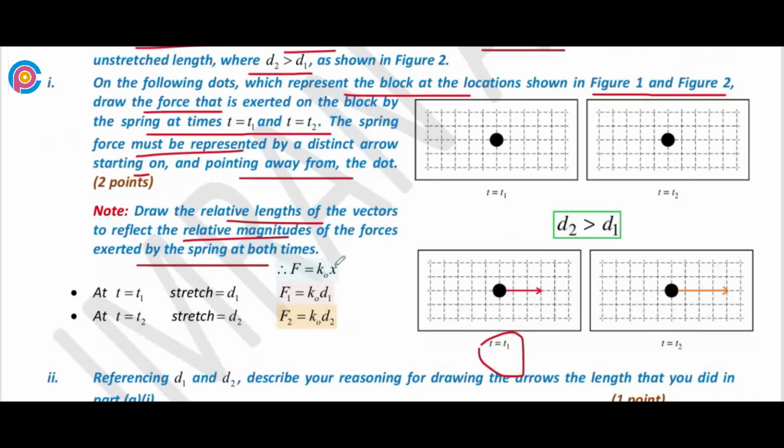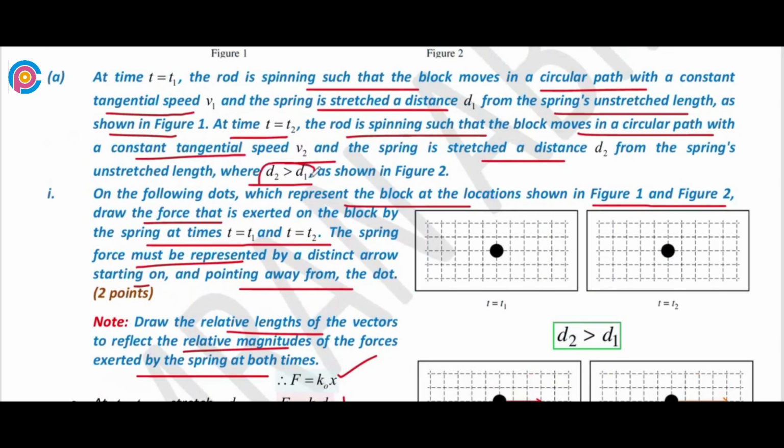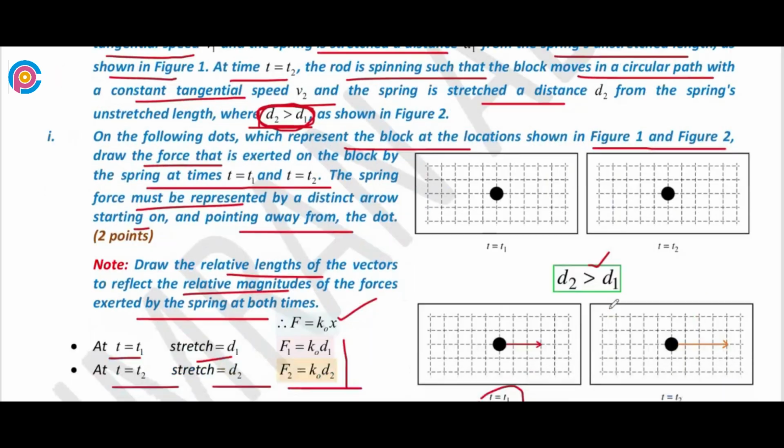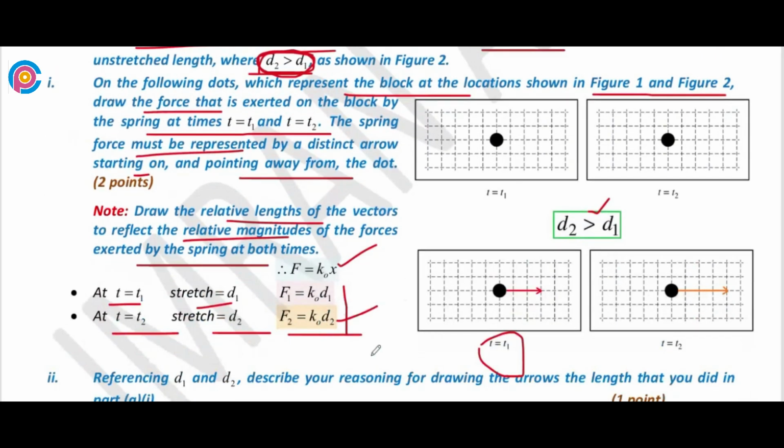Why? Because from Hooke's law, F is equal to k naught x. At time t1, the stretch is d1, so F1 is equal to k naught d1. At time t2, the stretch is d2, so the force F2 is k naught d2. That means the forces are not the same. From the question, we know d2 is greater than d1, so the force is greater at t2. That's why I have marked the d2 force as greater.